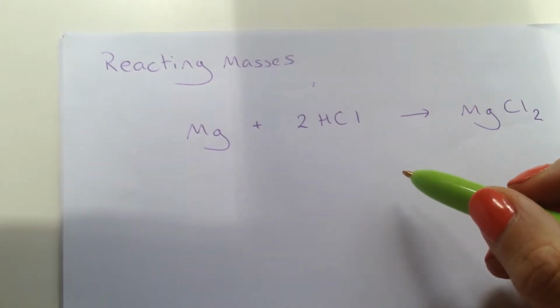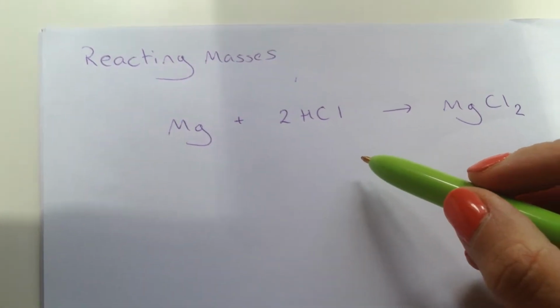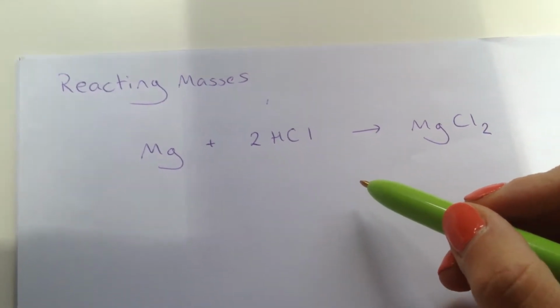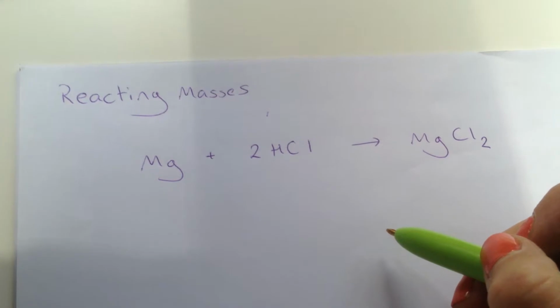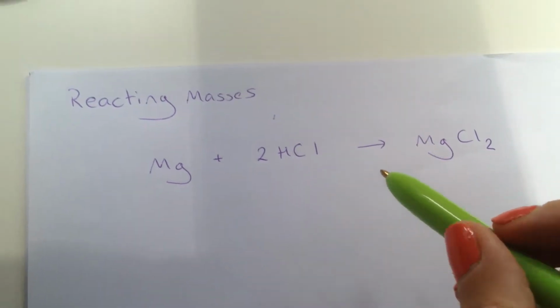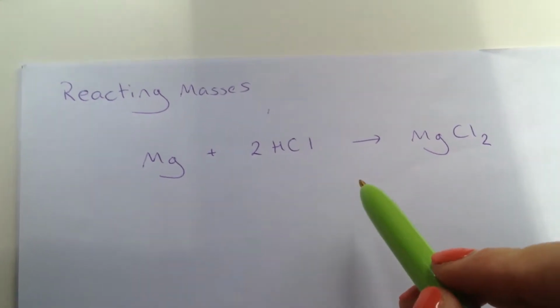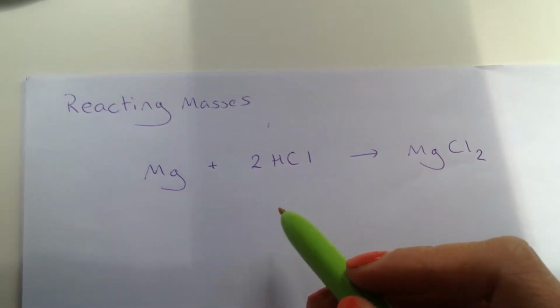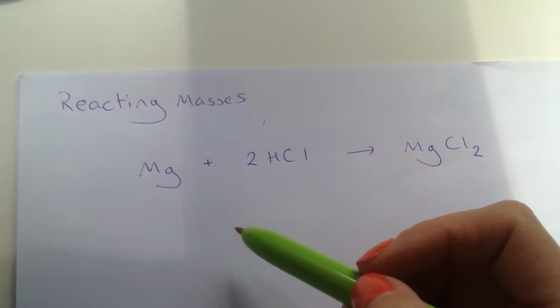Reacting masses in chemistry A-level is not something to be afraid of. You've actually carried out similar calculations at GCSE at a more simplified level. Before we actually start doing the calculation, we need to understand two things: what all the terms mean, the large numbers and the small numbers in an equation, and also what the purpose of a reacting mass calculation is.